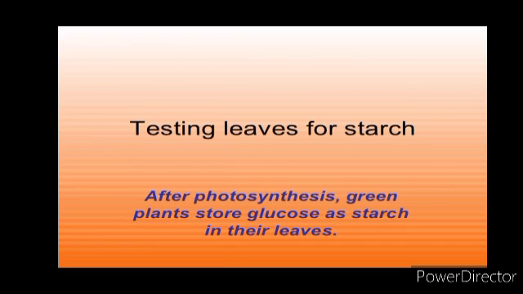In this, the solar energy is captured by leaves and stored in the plant in the form of food. So the sun is the ultimate source of energy for all living organisms. The food synthesized after photosynthesis, green plants store in the form of glucose as starch in their leaves. So that we know.